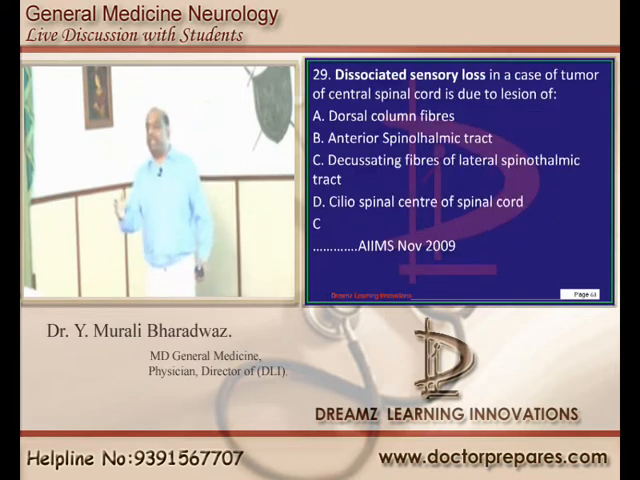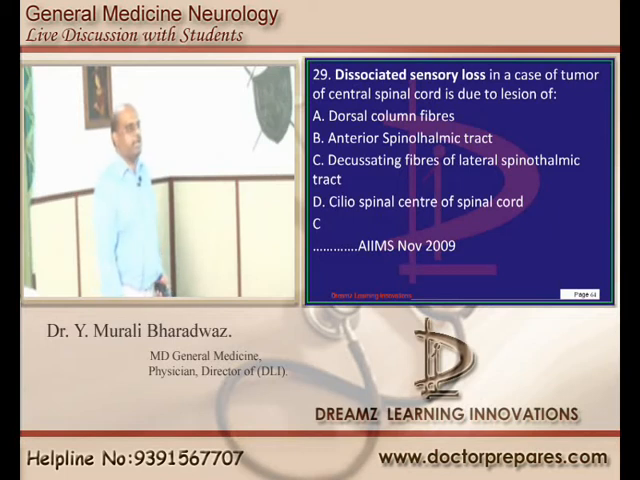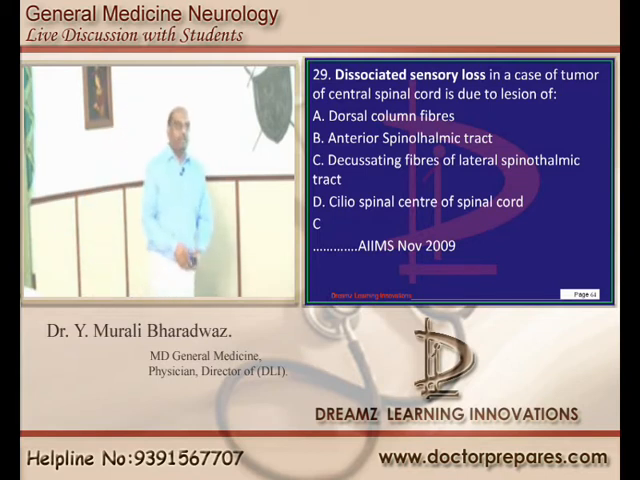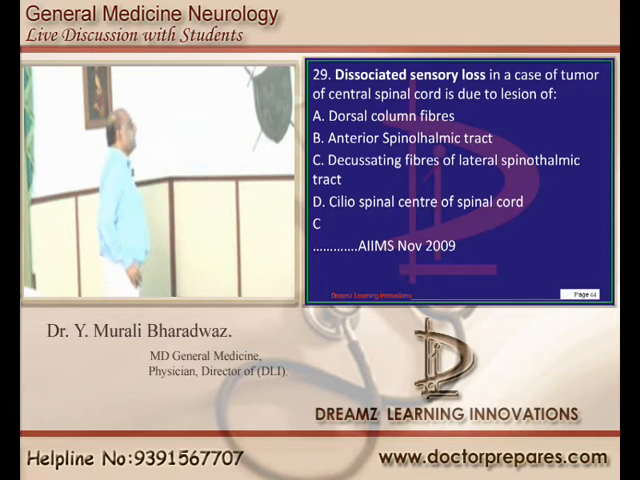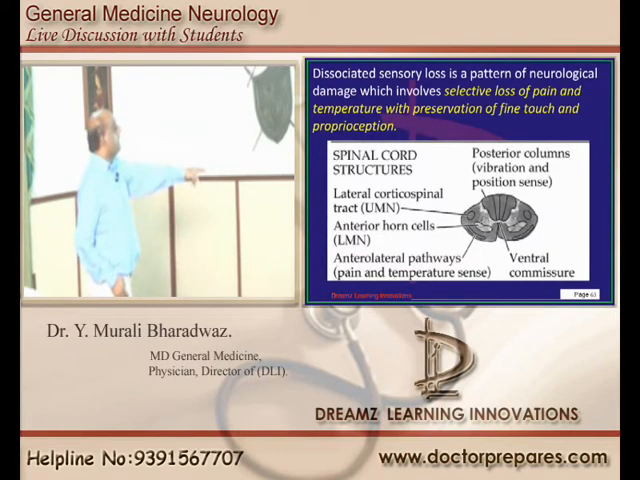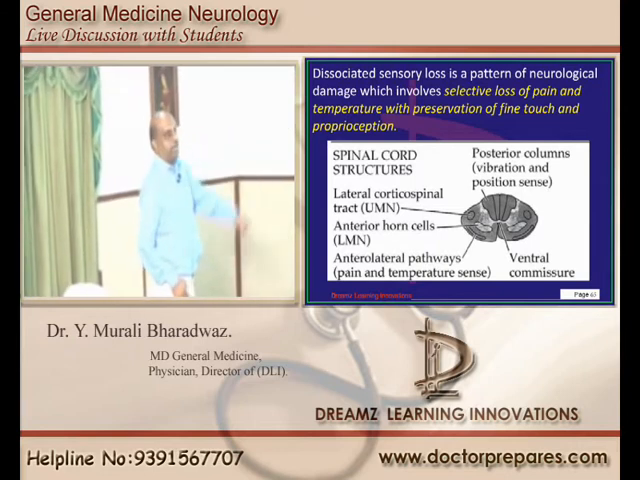Where do you have dissociated sensory loss? What is meant by dissociated sensory loss? Pain and temperature are involved. Dorsal column vibration and touch are not involved. Why is it like that? If you take the cut section of the spinal cord, typically your anterior horn cells are here, and your pyramidal tract is here, and your pain and temperature pathways are typically located here, and behind are the posterior columns.